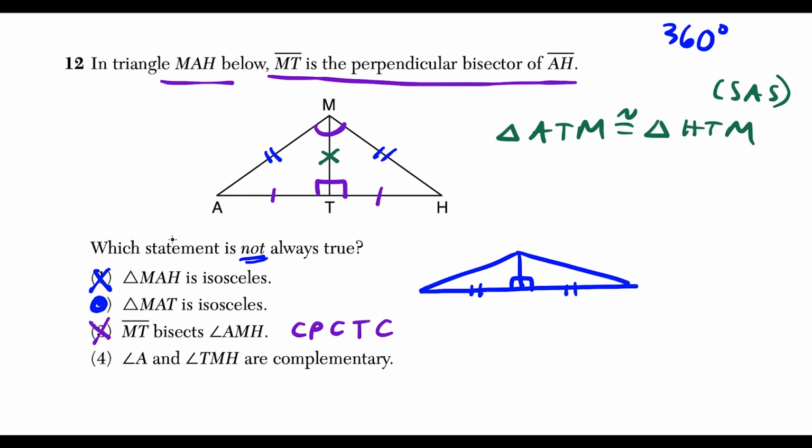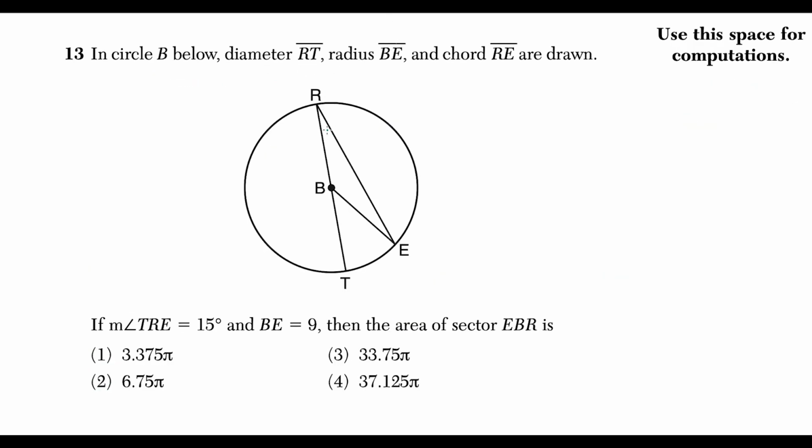So this is out. Angle A and angle TMH are complementary angles. Well, that has to be true because once again, angle TMH, let's say I put a theta here. This angle is equal to theta, so then this angle has to be equal to theta. And let's say I just label this as an alpha. Well then, theta plus alpha has to equal 90 because this angle is 90. So every triangle has 180 degrees of interior angle measure. So if this is 90, the sum of those two have to be 90. So that's always true. So definitely choice 2. So question 13, we have a circle and we're told that RT is a diameter.